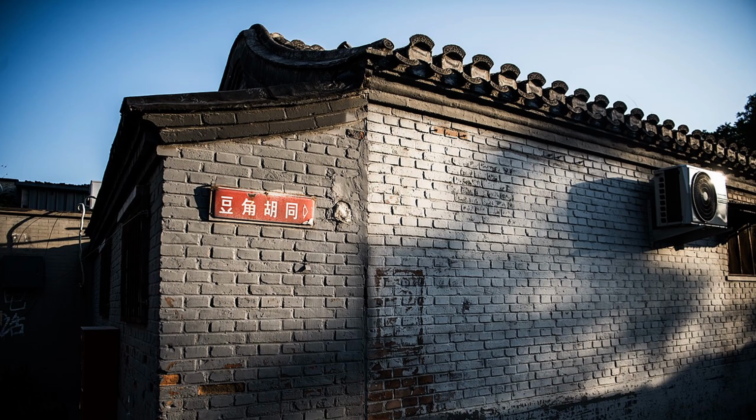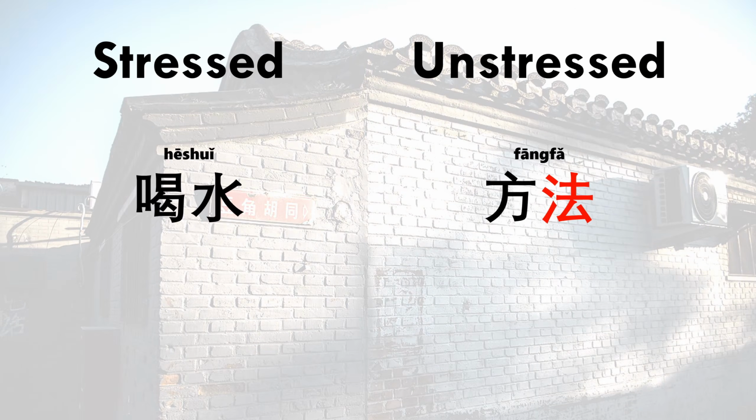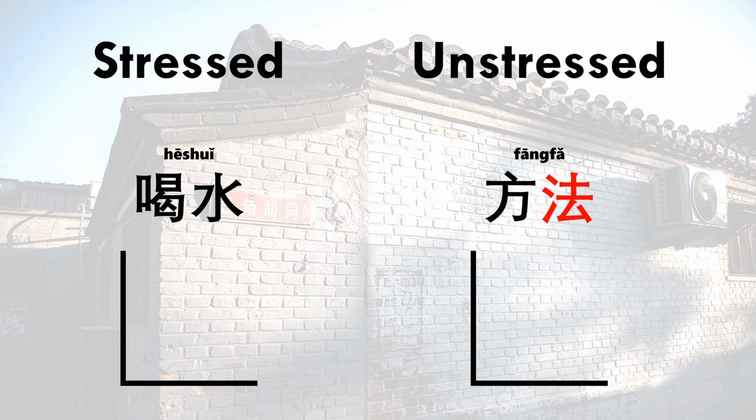Now let's look at the third tone. Listen to the difference between 喝水 and 方法. Actually, a lot of you know that the stressed third tone has two different pronunciations. When you pronounce it in isolation, you get a dipping tone. So 水 starts medium low, it goes very low, and then it comes back up. 喝水, 水, it goes up again.